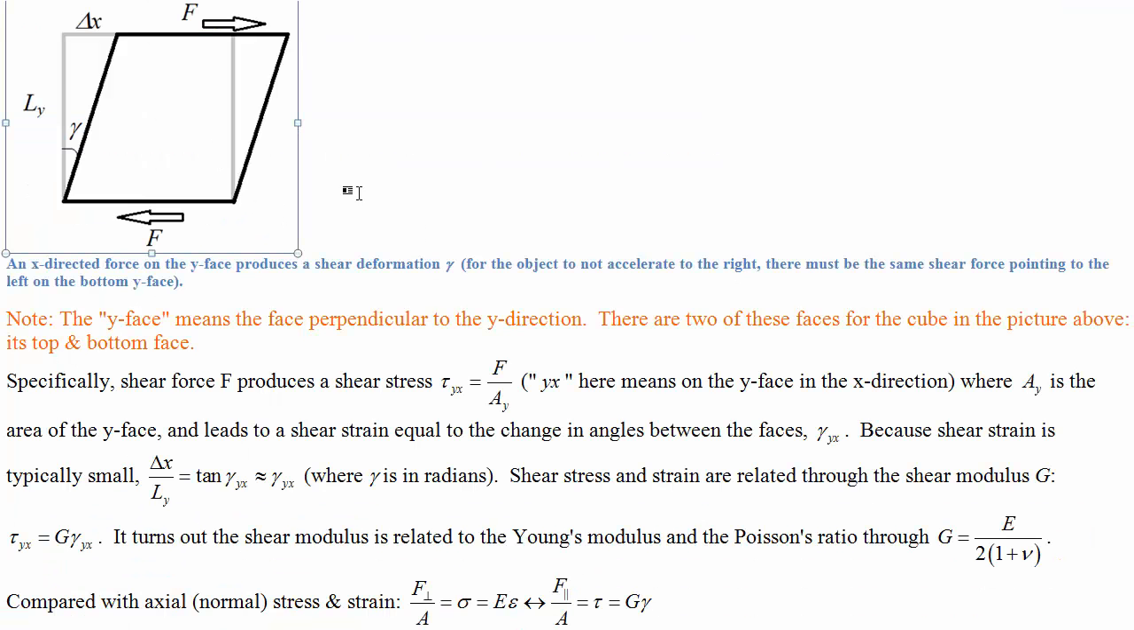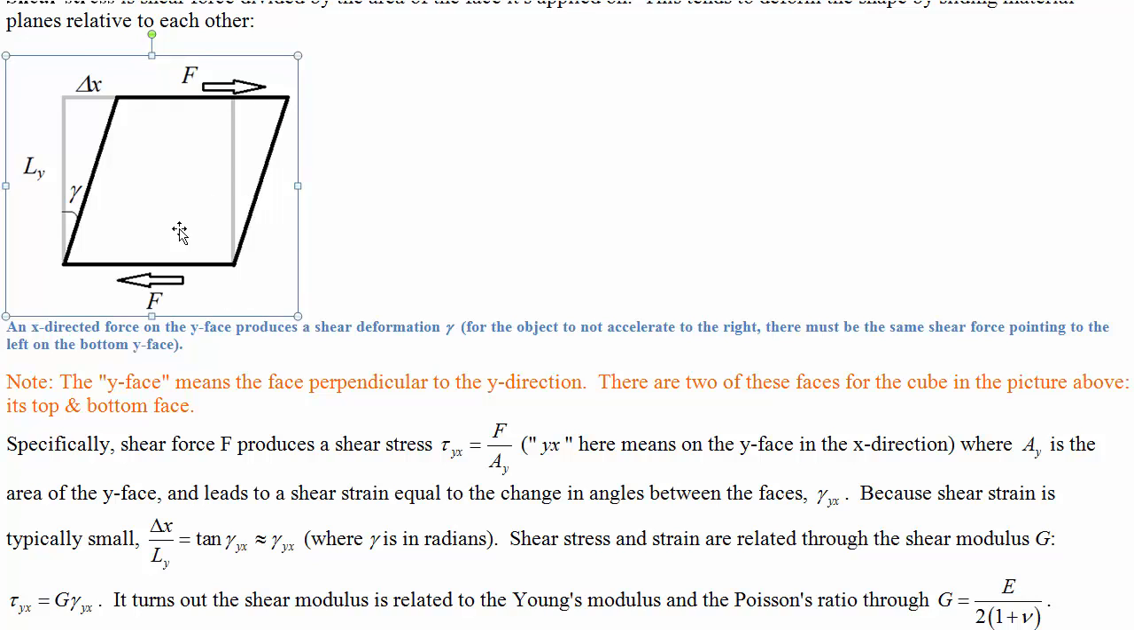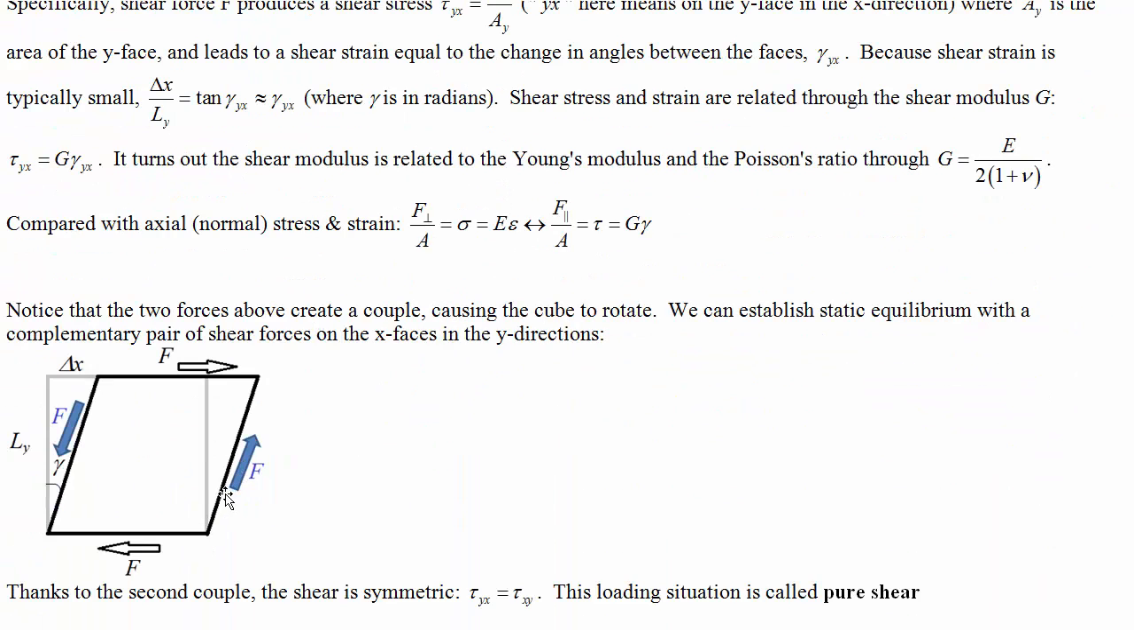So notice that these two forces by themselves would create a couple, so this isn't in static equilibrium. If we want to balance it out, we need to either apply a moment, or we can put this into pure shear by applying a complementary pair of forces on the opposite faces so that they're the same force. This is no longer creating a couple, as long as they're displaced by the same amount.